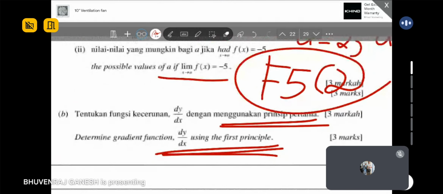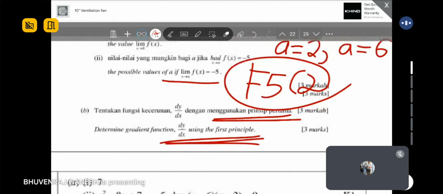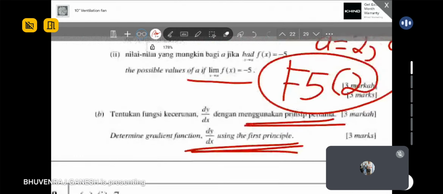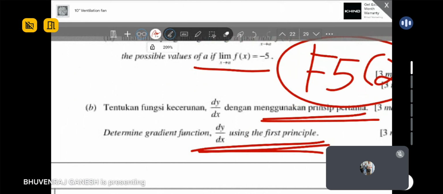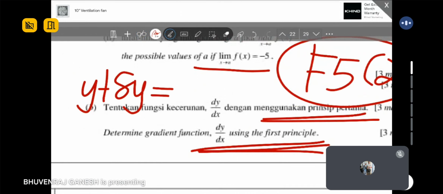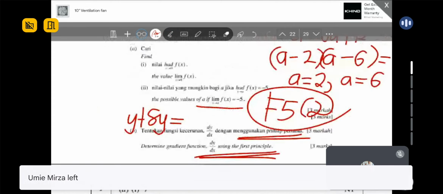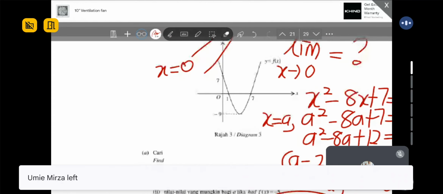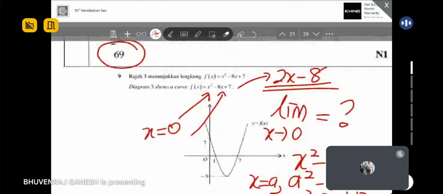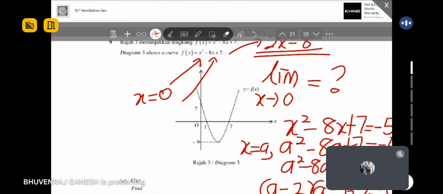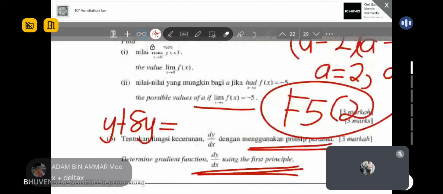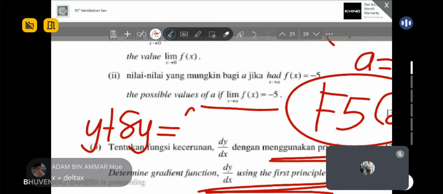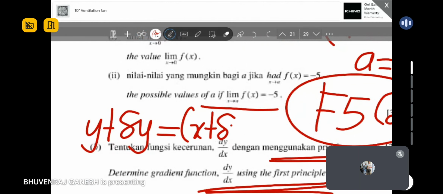So first step, first principle. Can anyone tell what is your first step? Okay, I think just now people told, it is y plus delta y. So basically the first step is you must add delta y. Delta y represents the small changes in y. Perubahan kecil. Okay, so if you add delta y on the left hand side, the right hand side also must add delta x. Correct. So you just add delta x like this.